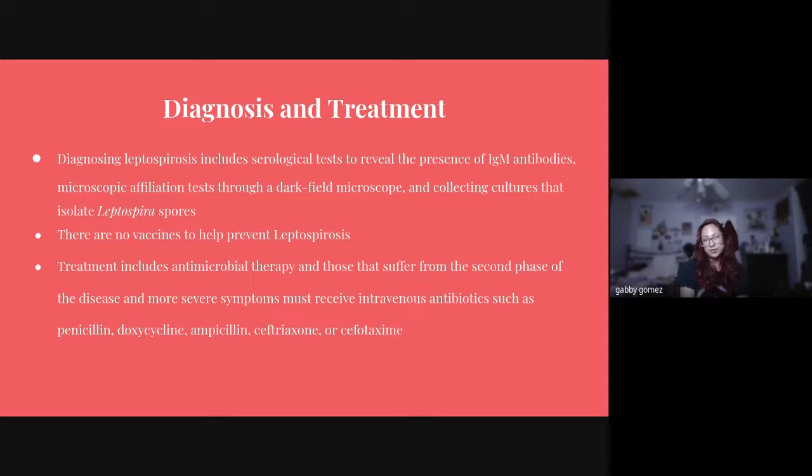Diagnosing leptospirosis includes serological tests to reveal the presence of IgM antibodies, microscopic agglutination tests through a dark field microscope, and collecting cultures that isolate the Leptospira.